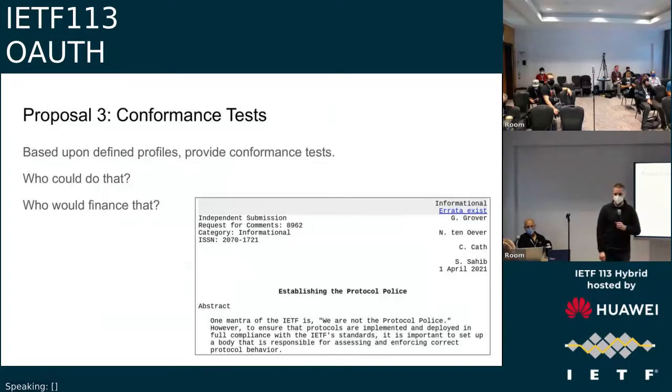Then there's number 3, maybe the elephant in the room. It would be great to have something like conformance tests. Based upon the profiles that we define or profiles that are there already, we or somebody else could provide conformance tests. This is a great thing of the OpenID universe.